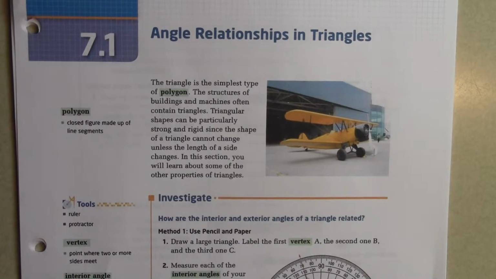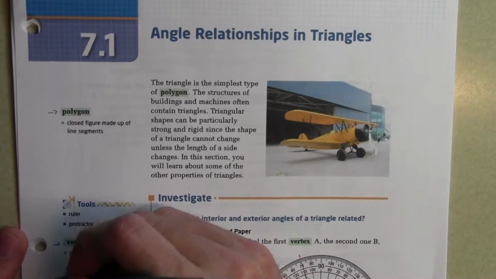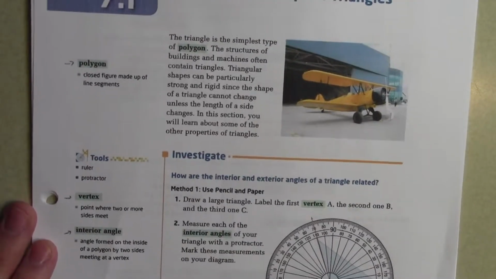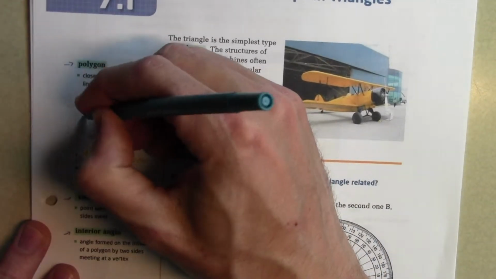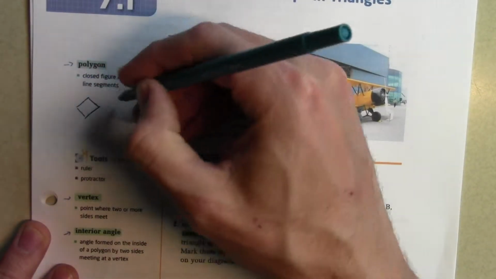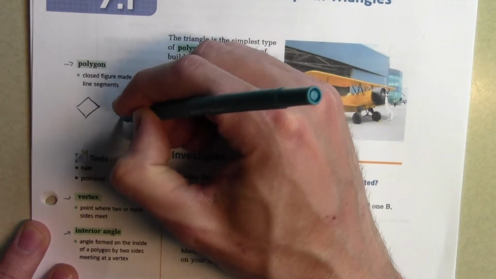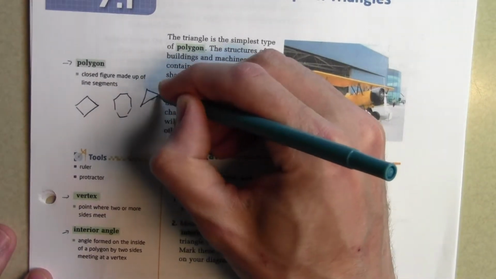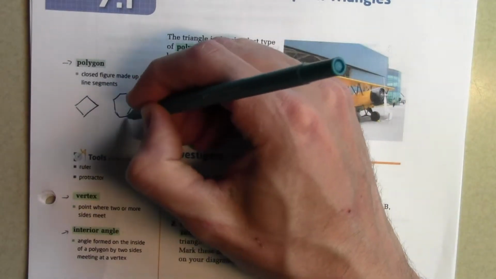So polygon is the first definition. Lots of definitions here, by the way. I'm going to cover all these today. First one is polygon. It's a closed figure made up of line segments. So any of these are considered polygons. Okay? Isn't it any shape? Yeah, as long as it's closed in, right?